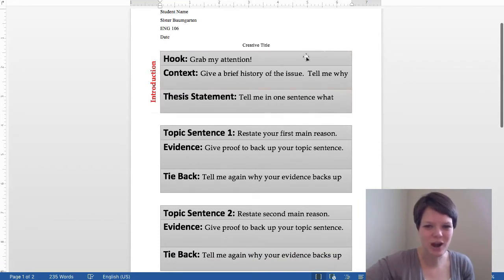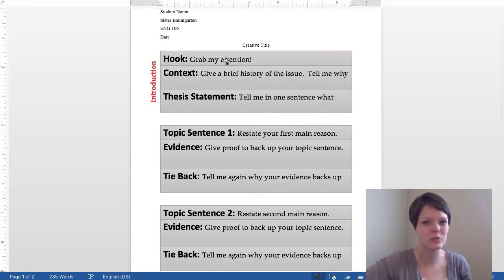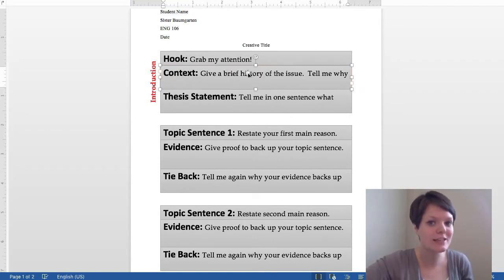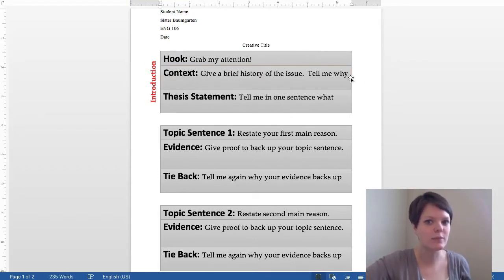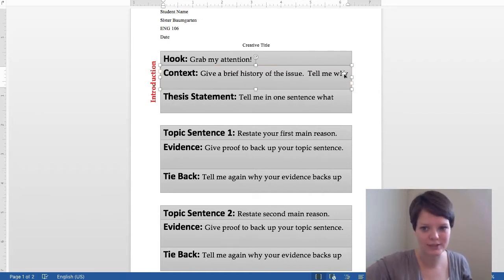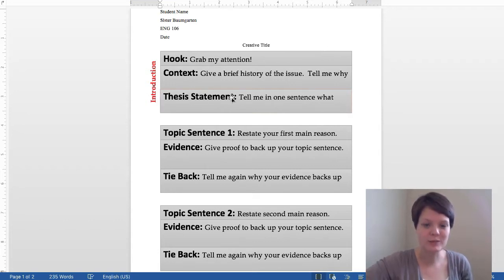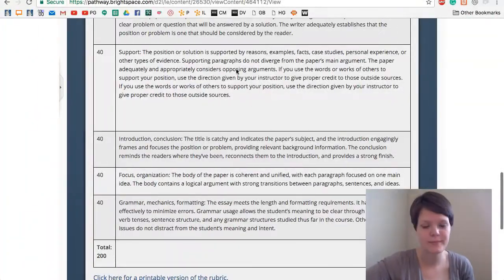So in this first box, you start out with a hook, which is where you grab the reader's attention with an interesting story or quote or idea. Then you give the context, which is a brief history of the issue. So tell me why this issue is important. And then you'll have your thesis statement, which explains in one sentence what your position is. And again, we went through that in the critical thinking revision essay.